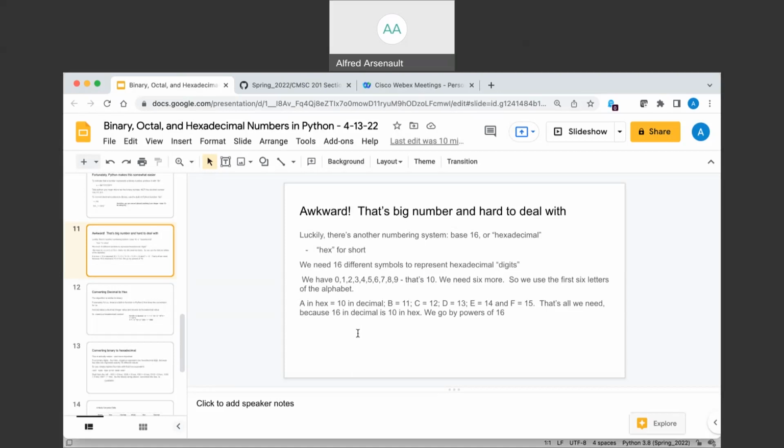We start with the 10 we already have: 0, 1, 2, 3, 4, 5, 6, 7, 8, 9. And for the next 6, we use the first 6 letters of the alphabet in order. So A in hex is 10 in decimal. For 11 in decimal, we use B. For 12, we use C. For 13, we use D. 14 is E, and 15 is F. And now we have all the symbols we need, 16 of them, to represent everything we need in base 16 arithmetic. Okay.